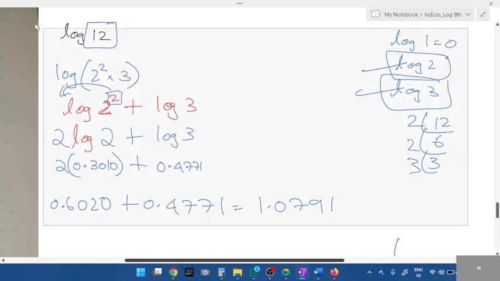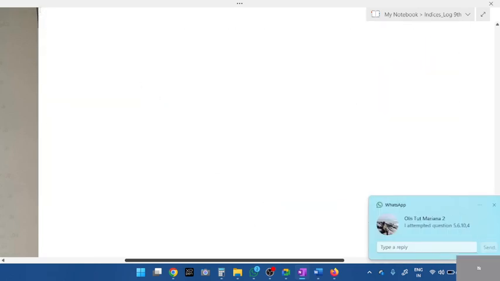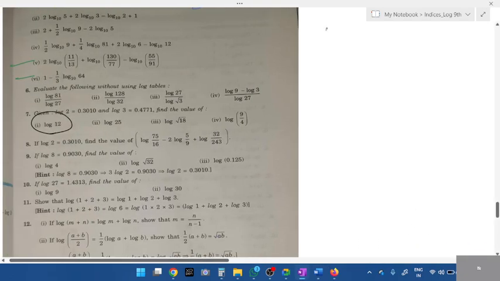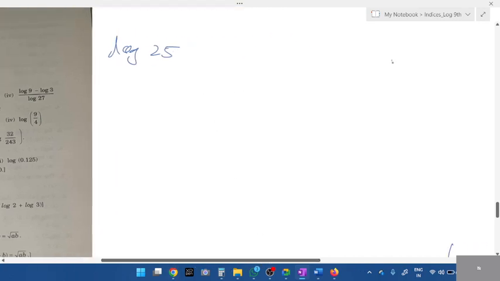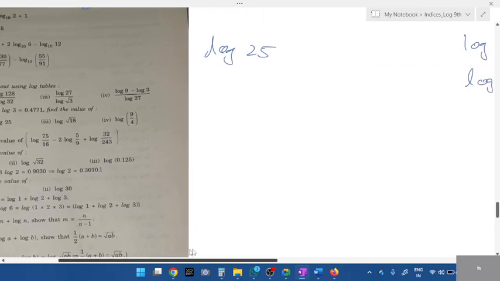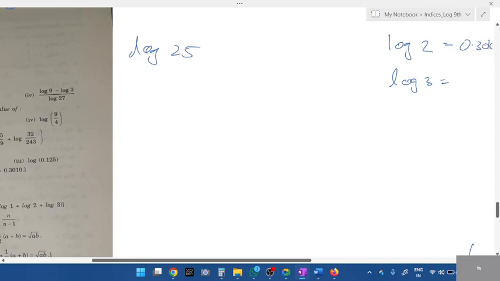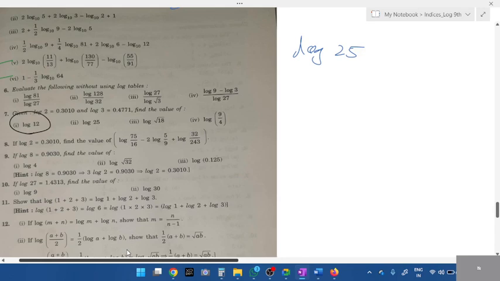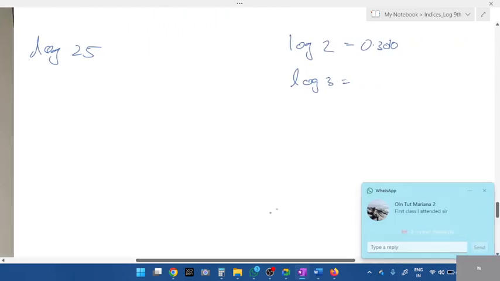Completed? Understood how to solve? Log 12. Next. Tell me the next one, students. Which question was this? Log 25. Think and answer. For log 25, did I give any value? Do we have any values? Log 2 is 0.3010, and log 3 is 0.4771. Okay.